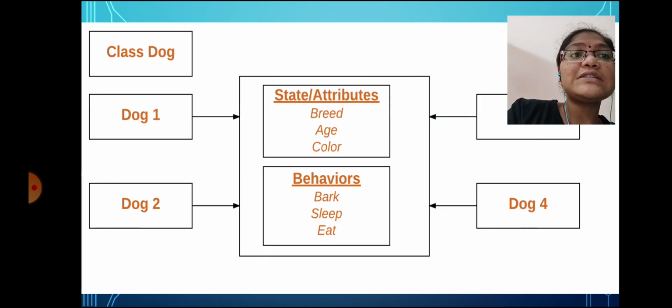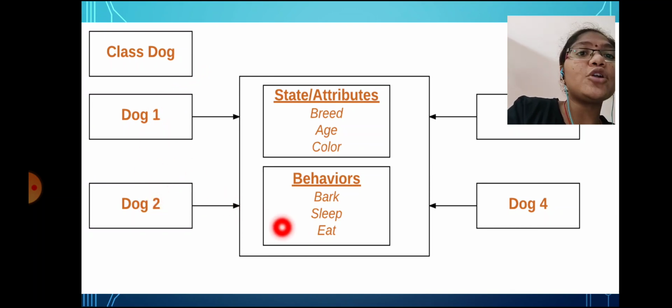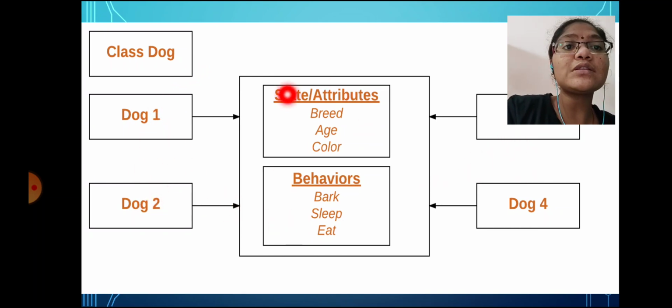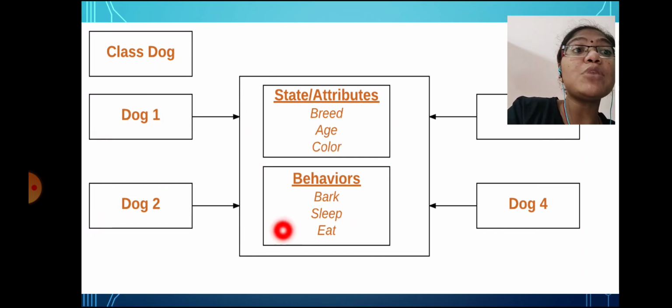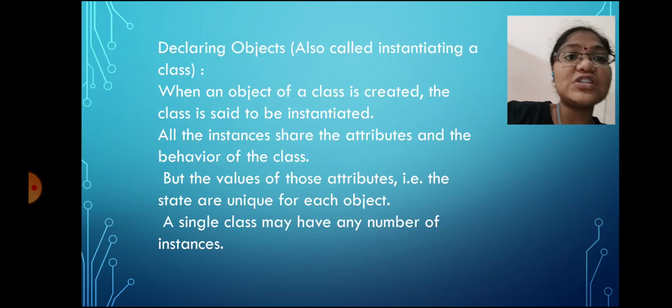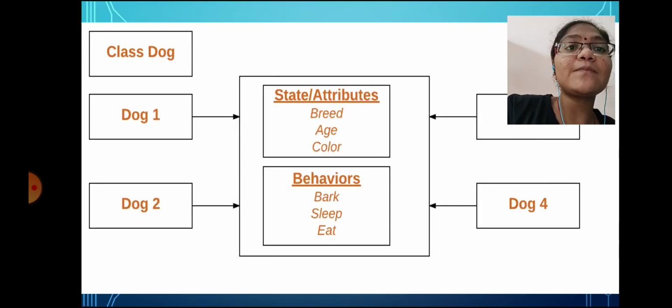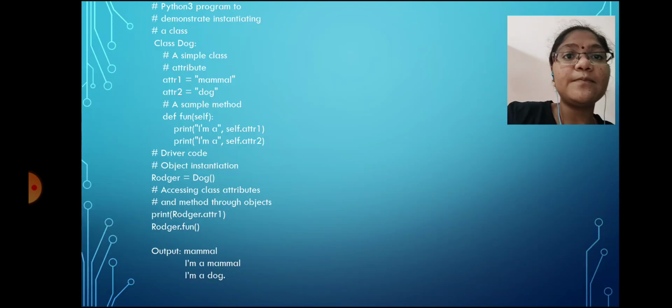Let's say this is a class named dog. There are a number of instances like dog 1, dog 2, dog 3, dog 4. These have the states and behaviors. The state or attributes are breed, age, color, and these are the behaviors. Dog 1, dog 2, dog 3, dog 4 are the instances. As I said earlier, the class can have many instances. The values of the attributes, that is the state, are unique for each object.